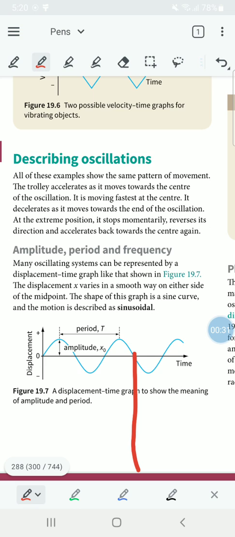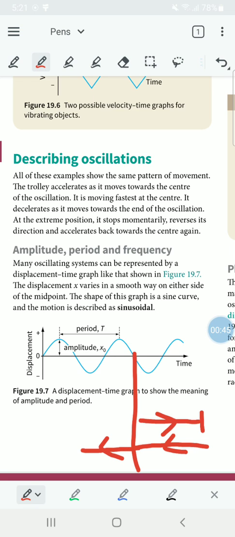Now for example, if this is the central point and it decelerates when it goes to this point, the extreme end, then once again it accelerates toward the center, passes this point, and then decelerates once again to come to the other extreme end, and then accelerates once again to come to the central point, and it passes the central point. So at this central point it has the highest velocity. That is something that you must understand.